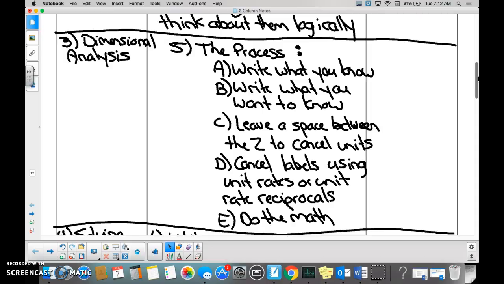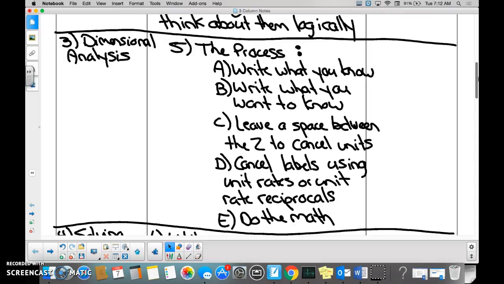So you have to read the problem. They give you information and they tell you where they want you to take that information or how they want you to convert the units that they gave you. So for example, miles per hour to feet per second. You would write miles per hour on the left side of the paper and feet per second on the right.